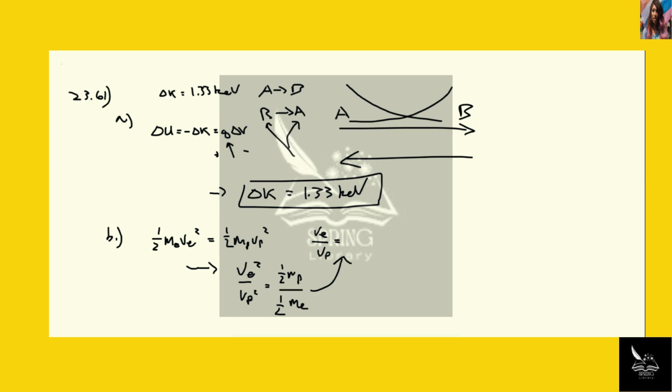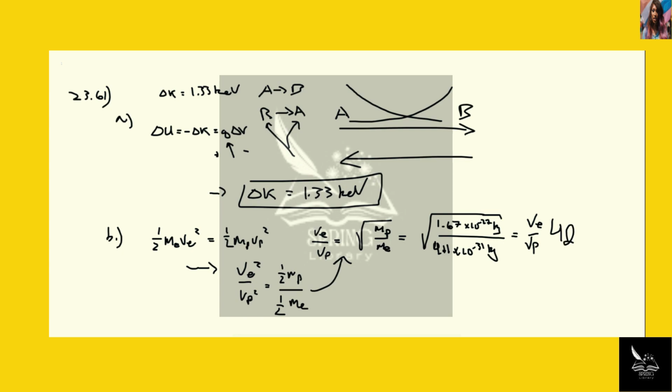So if we put this in here and square root it, we should have the square root of MP over ME. The mass of a proton is 1.67 times 10 to the negative 27 kilograms. The mass of the electron is 9.11 times 10 to the negative 31 kilograms. If we plug that into our calculator, we see that the ratio of their speeds is roughly 42.8. Meaning the electron is 42.8 times quicker at the end of this than the proton.